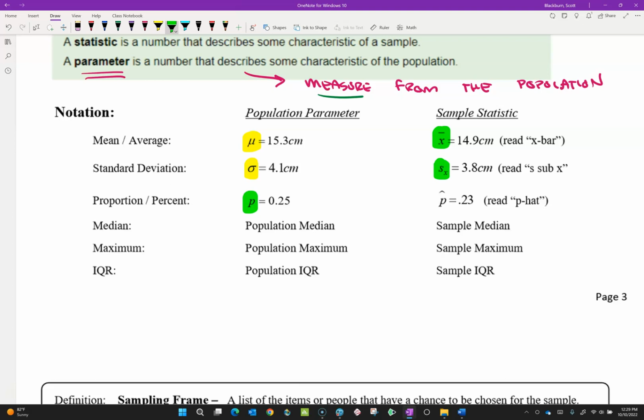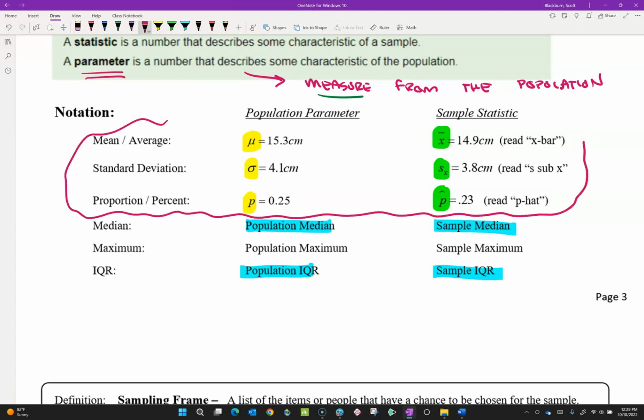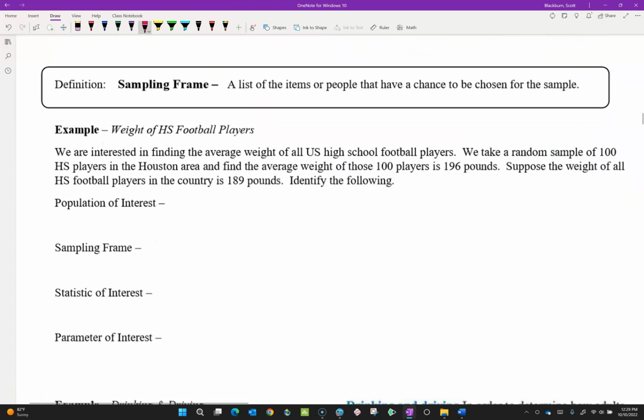Sample proportion p, population proportion p, sample statistic p hat. Okay? The other ones aren't used as much, so we don't have special notations, but we would just say population median versus the sample median, population IQR versus the sample IQR. The fact that we have special names for these three tells you where we're going to be spending our time this year. Those are going to be the most important values.